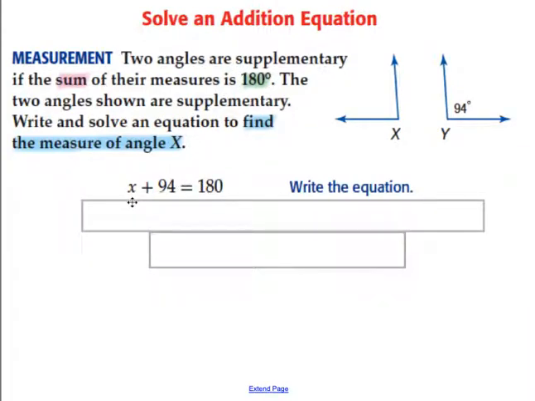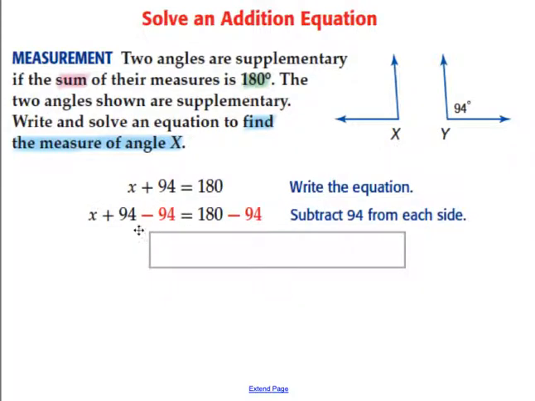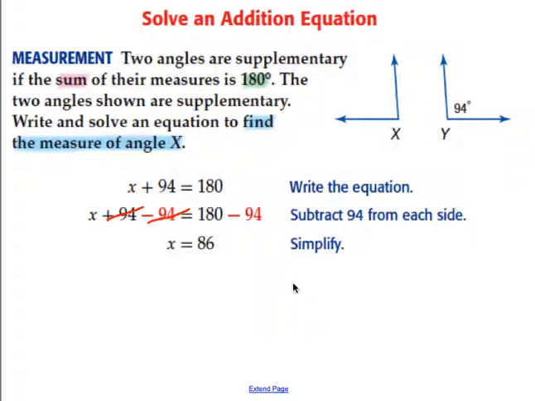How do we get x by itself? We need to get rid of this plus 94, and the opposite of addition is subtraction. So we want to subtract 94 from both sides. And so on the left-hand side, those 94s add to 0. A plus 94 minus 94 adds to 0, and they go away. And we're just left with x equal to 86. Now we could go back and check this. If we put 86 in for x, is 86 plus 94 equal to 180? And if you check that, it does work.